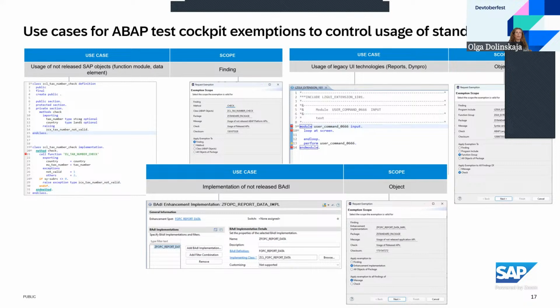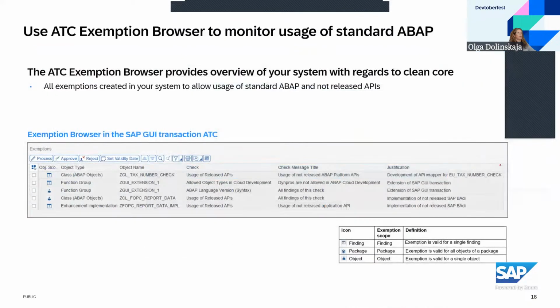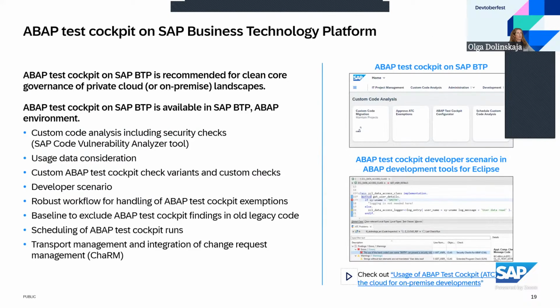So you try to develop in the ABAP Cloud development model as far as possible, and only for the cases where you need to use the classic technology, you apply for an exemption. And if you use the ATC exemption browser in the system, you can get an overview of all existing exemptions in the system, and you can estimate how far the system actually is from ABAP Cloud, from the clean core, and your foundation is the amount of exemptions in the system.